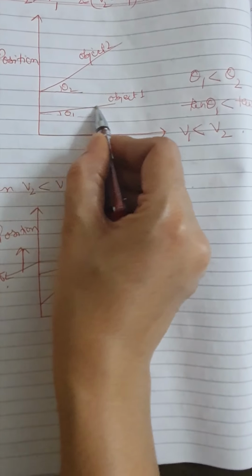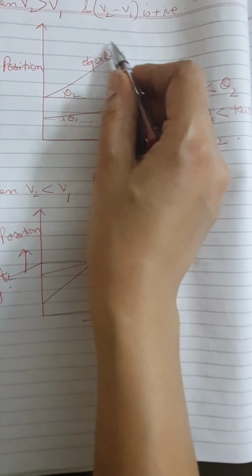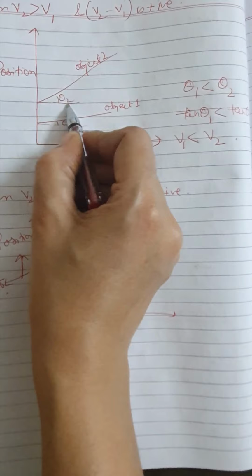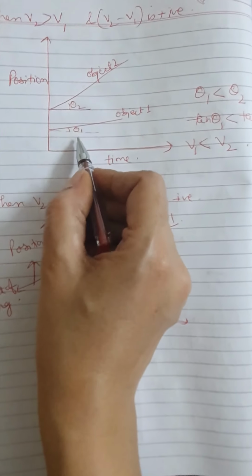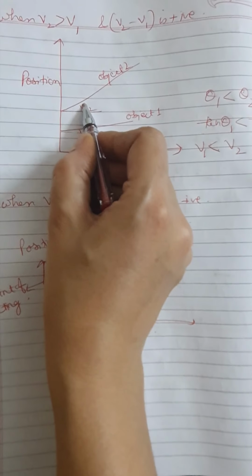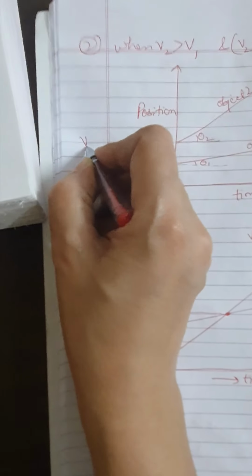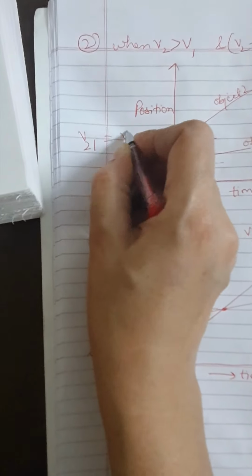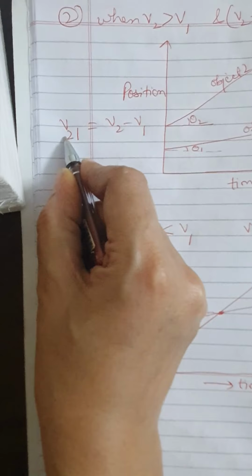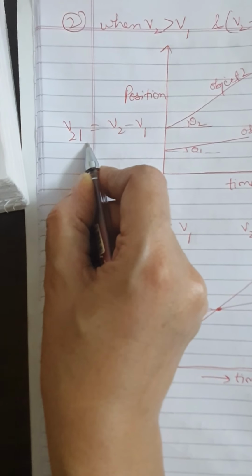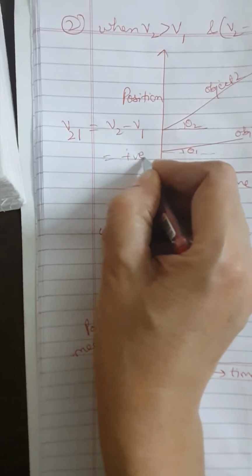Here is v1, this graph is for object 1, this graph is for object 2. Theta 2 is greater than theta 1. Tan theta 2 is greater than tan theta 1, that is v2 is greater than v1. If we calculate v21, relative velocity of object 2 with respect to 1 is equal to v2 minus v1, that is equal to positive.